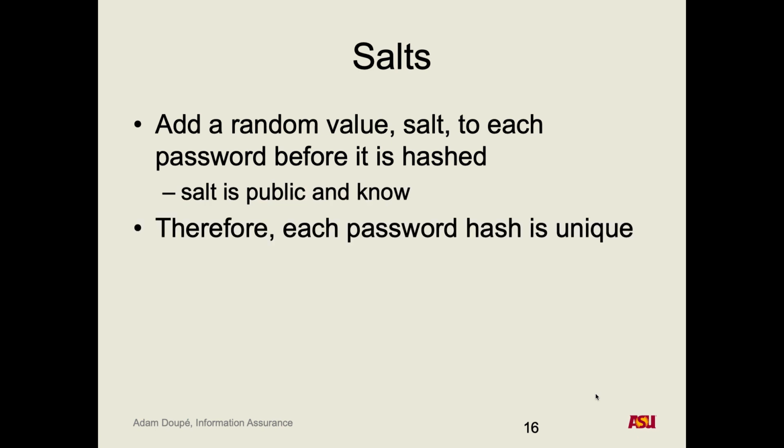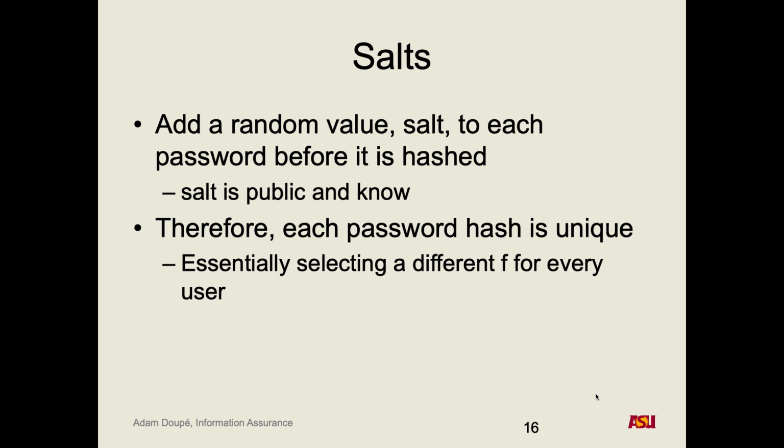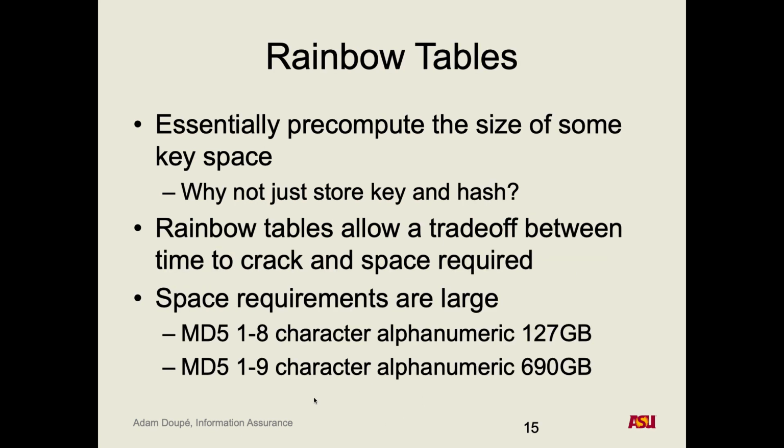So that way each password hash is unique, so that even if we have the same passwords, because we have different salts, the hashes become different. And essentially we think of it as selecting a different F, right? That function for every user. So now you need to generate a different rainbow table for every possible salt value, which just gets insane.